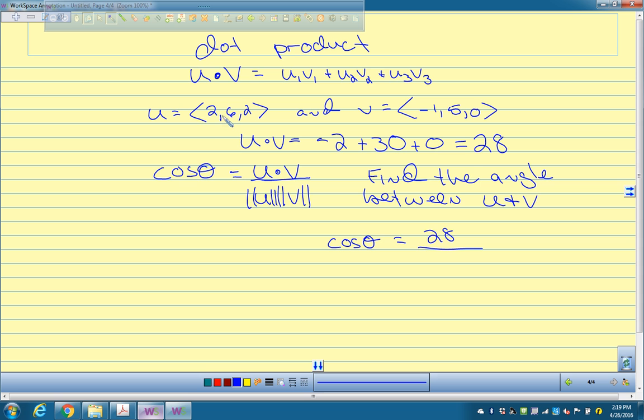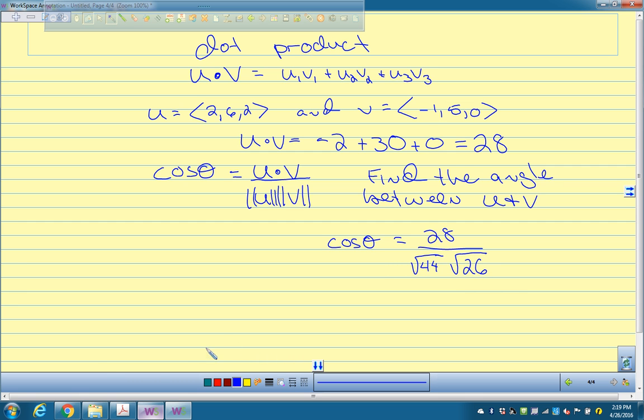Square root of 44. That's correct? Okay. Everyone sees where Anna Marie got that from? This squared plus this squared plus this squared, and this is the square root of 26.